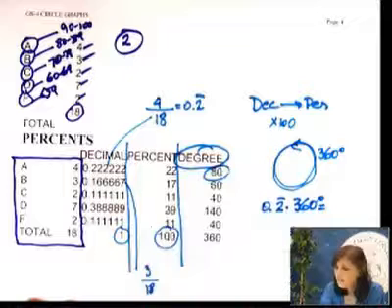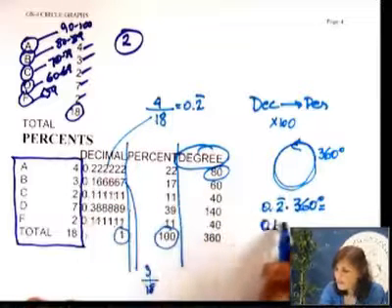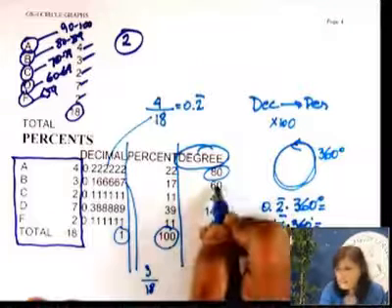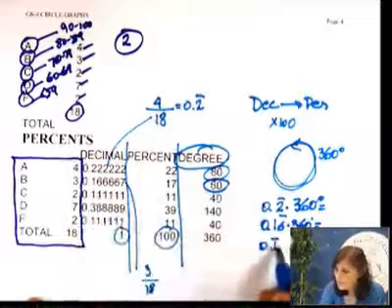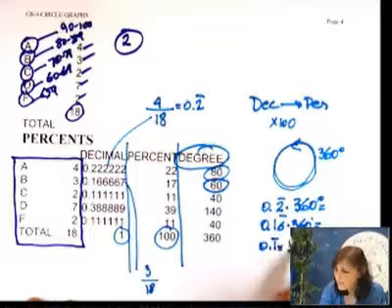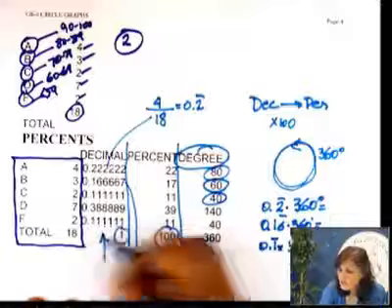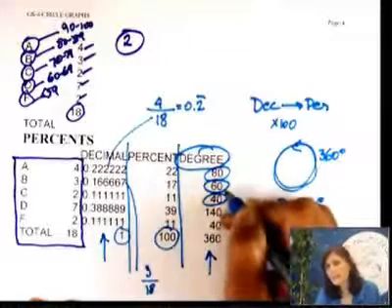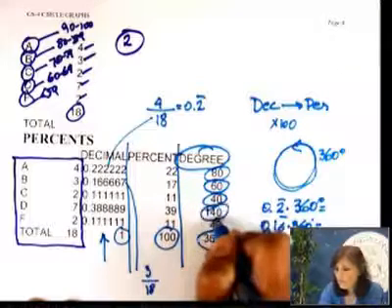When I do that, I get 80. And when I do the same thing, 0.16666 times 360, I get 60. When I do the same thing, 0.111111 times 360, I get 40. So these are the degrees, the decimal times the 360. And that means these are the degrees of the slice, and they have to add up to 360. I do that for each line.